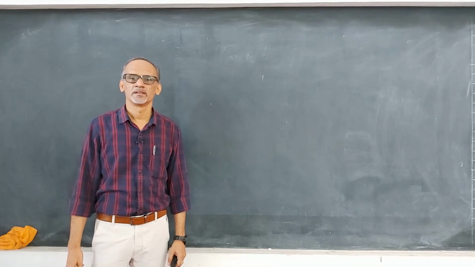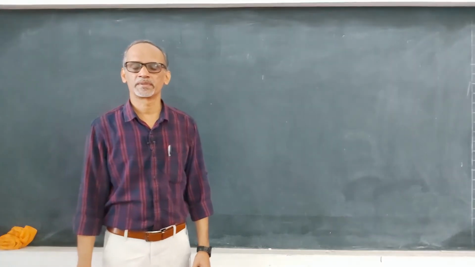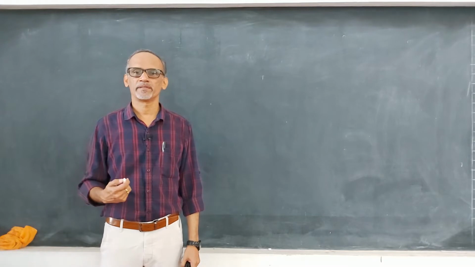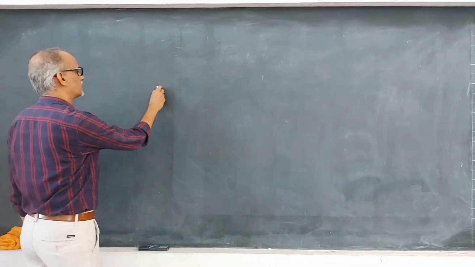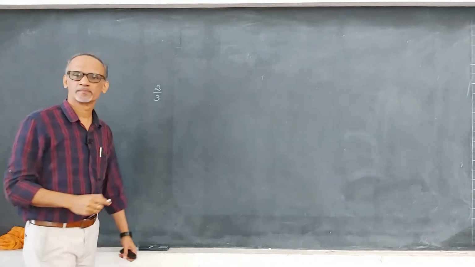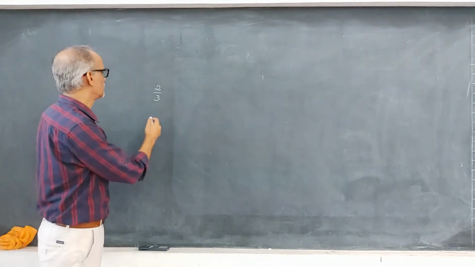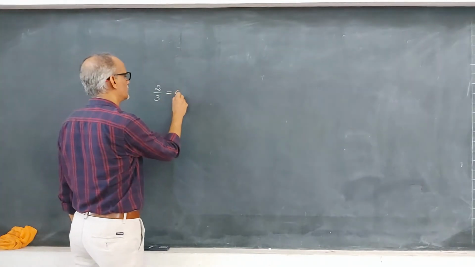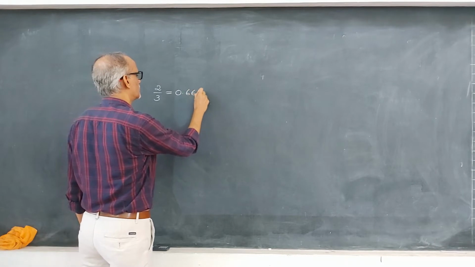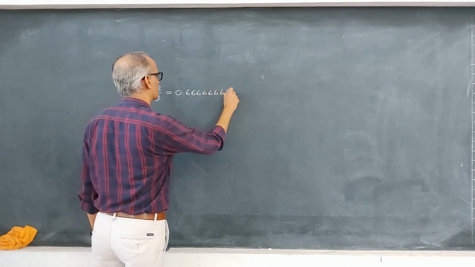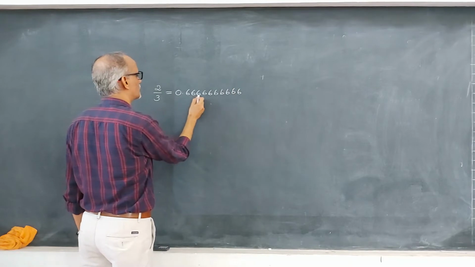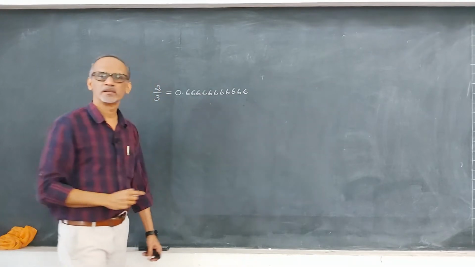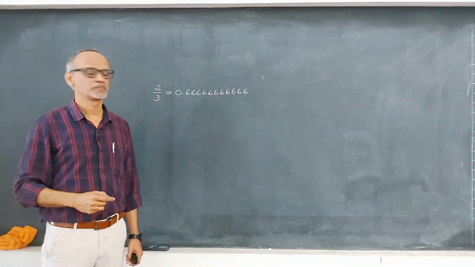Dear students, let's learn more about the chapter units and measurement. If you measure a value and do a calculation like 2 by 3, use your calculator. If it is a 12-digit calculator and you divide 2 by 3, the answer that you get is 0.666 like this. 1, 2, 3, 4, 5, 6, 7, 8, 9, 10, 11, 12. So this is the answer that you get to see in the calculator.